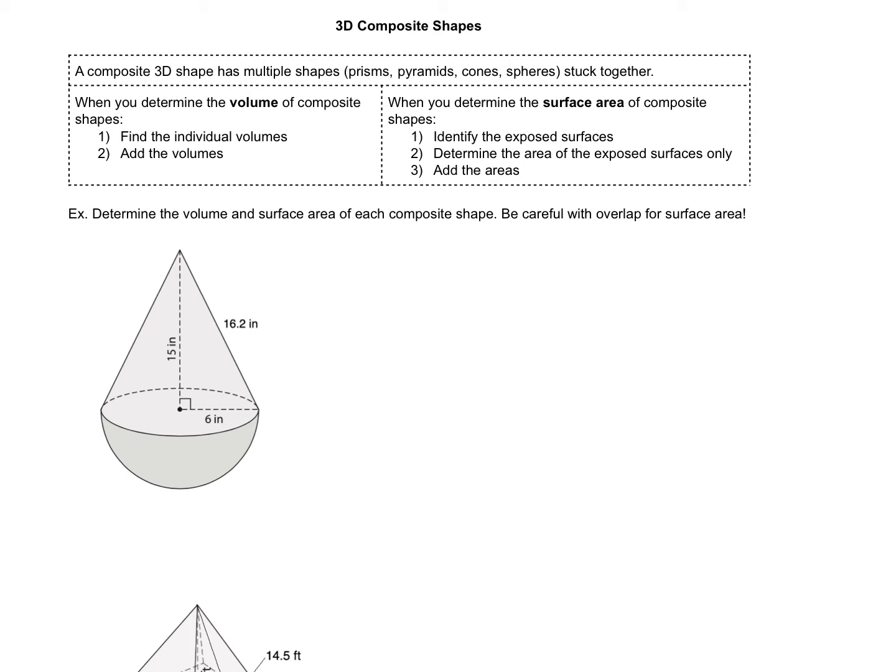So let's start off with our first composite shape, where we have a cone and half a sphere. And let's begin with volume. Let's start with our first shape. We have a cone, it's a full cone, and if we look at our formula sheet, the volume of a cone is pi r squared h divided by 3. I know that the radius is 6, the height is 15, and the 16.2 is actually the slant height, which we don't need for the volume.